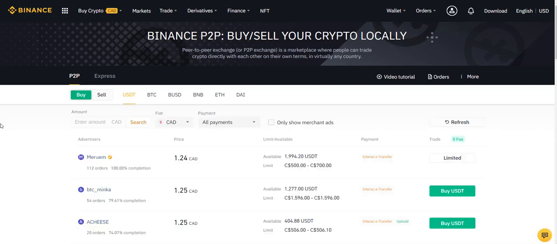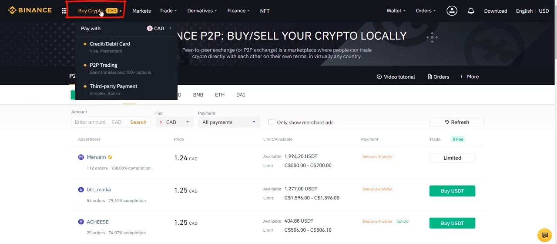Now, in order to buy crypto, all you need to do is click the Buy Crypto tab. You could buy with credit card in some countries, not all of them. But if you cannot buy with your credit card, most of the time you could do it through P2P trading. So P2P trading is bank transfers basically. So me personally, I'm in Canada, so I use the P2P trading.